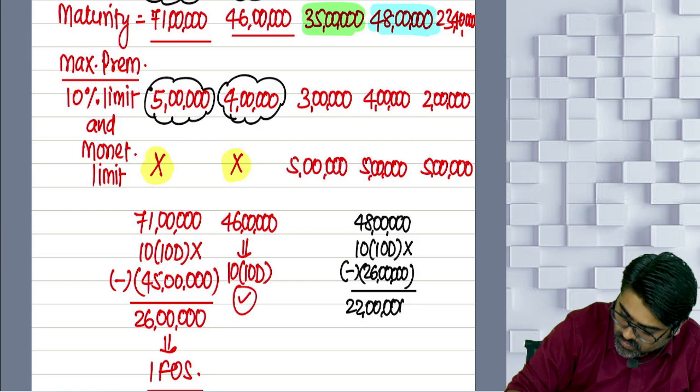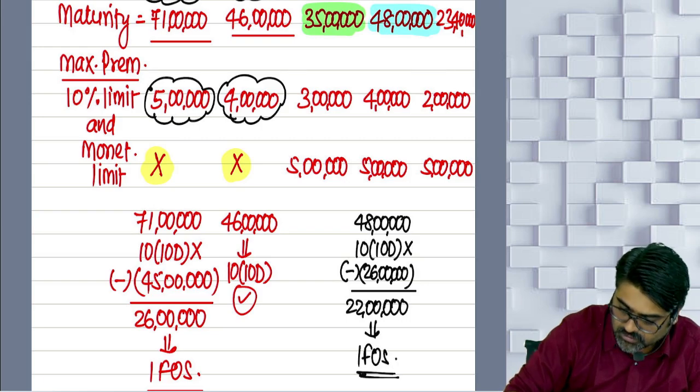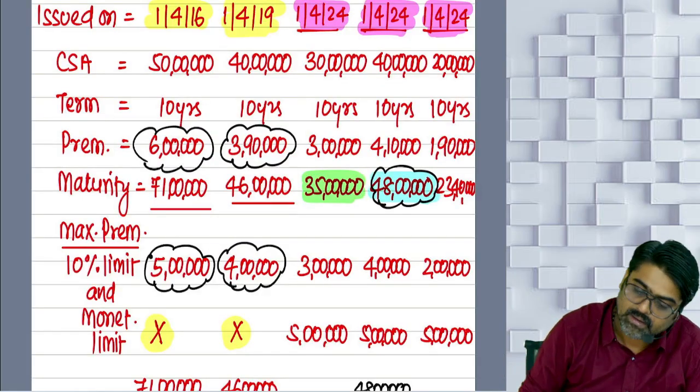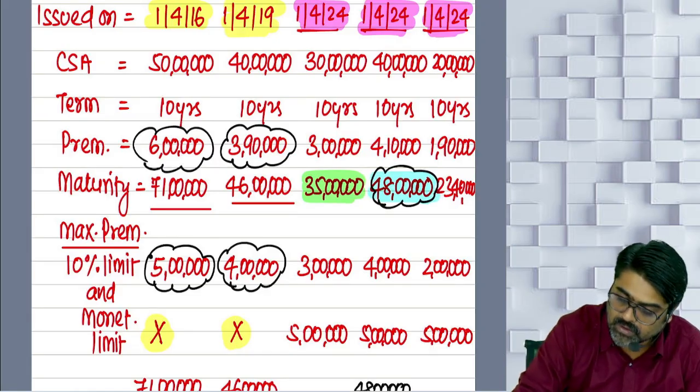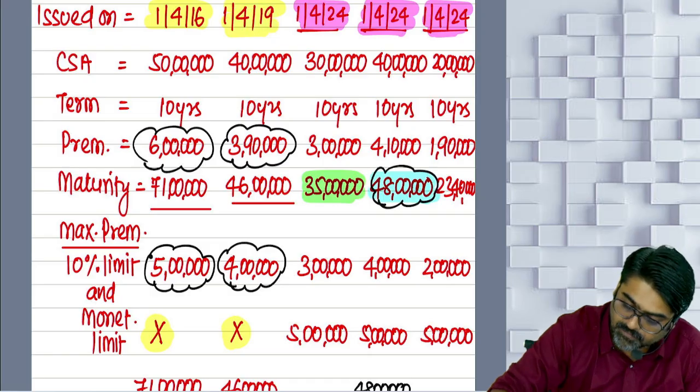22 lakhs will be taxable as your income from other sources. For this policy, this amount will be taxable. Okay. Now tell me, last policy. How much is the premium? 1,90,000.